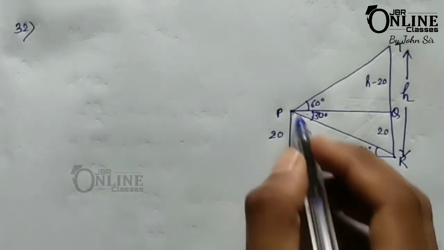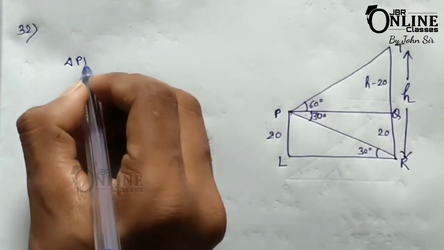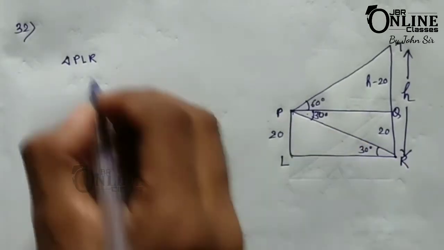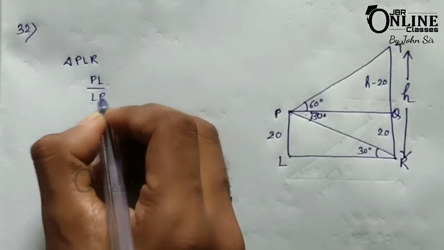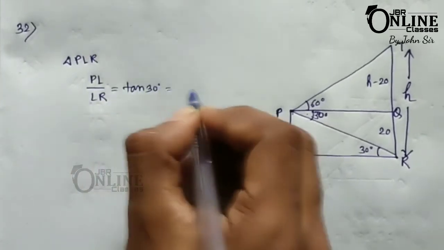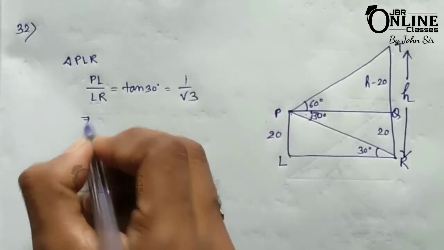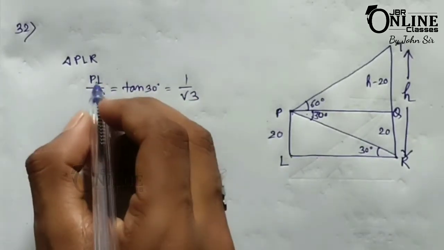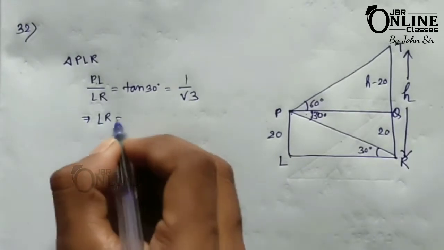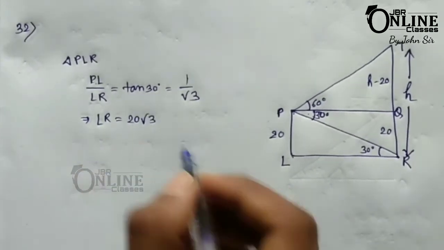So now from triangle PLR, from that triangle PL by LR, height by base, equals tan 30. Now tan 30 equals 1 by root 3. So by cross multiply, as the value of PL equals 20, so 20 into root 3. So LR equals 20 root 3.